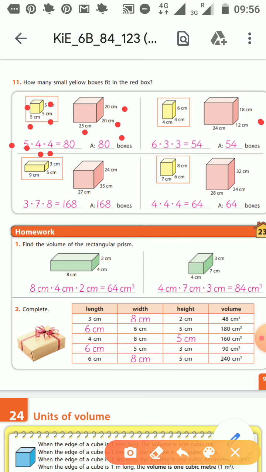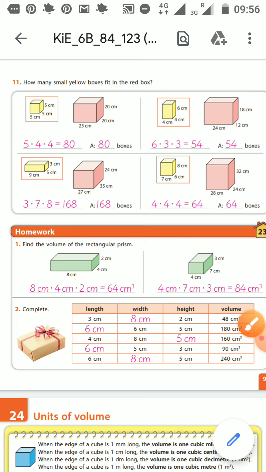And just do the same for the rest, really. You've just got to do it in stages. Work out how many of the small boxes go in the length, how many go in the width, and how many go in the height. And you times these 3 figures together, okay, to get your answer.